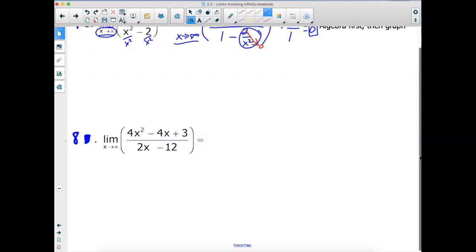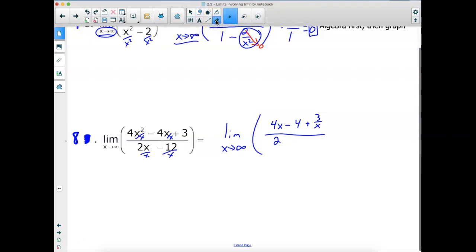So I'm really looking at the limit as x approaches infinity of, if I divide that by x, well, what do I have? I have 4x minus, if I divide this by x, minus 4 plus 3 over x, right? And then here, divided by x, I actually have 2 minus 12 over x. Now I can plug in my infinity. As I plug in infinity, that goes to 0, that goes to 0.